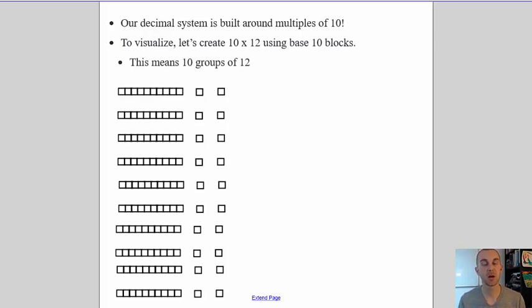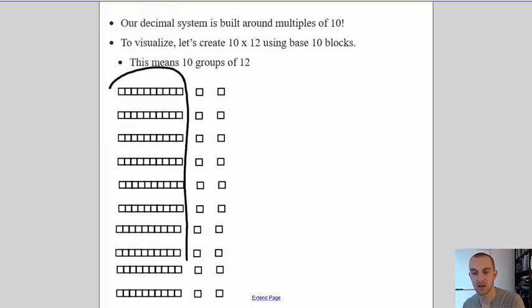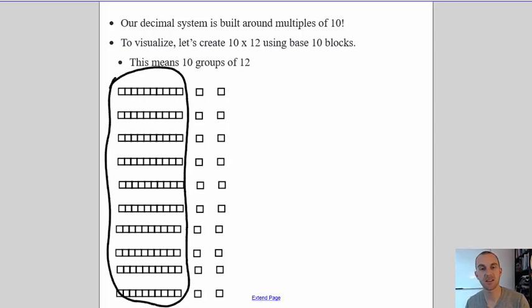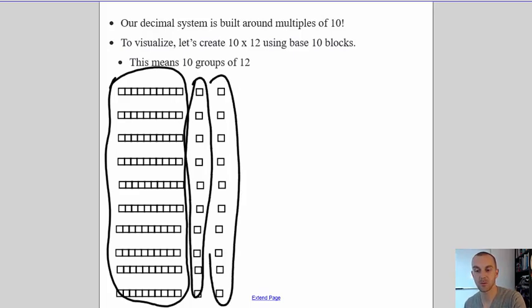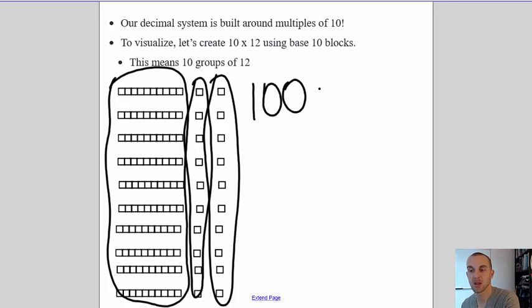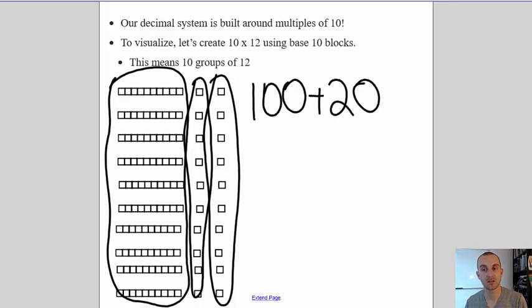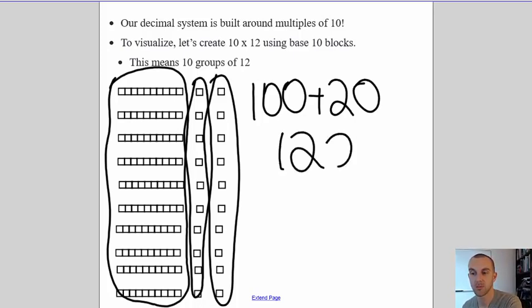Let's look at an example here where we have 10 times 12, and I'm using base 10 blocks to help out. By saying 10 times 12, that means we have 10 groups of 12 blocks. Now, if I group my blocks, I can say that I have a group of 10 tens, another group of 10 ones, and another group of 10 ones. This means that I have one group of 10 tens, which is 100, and two groups of 10 ones, which is 20, or 120.